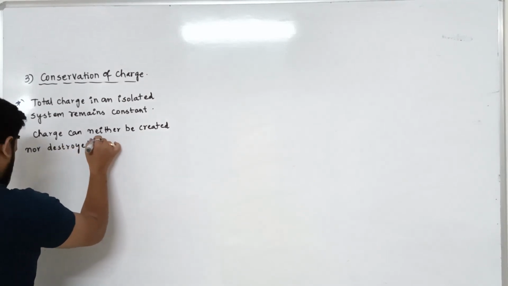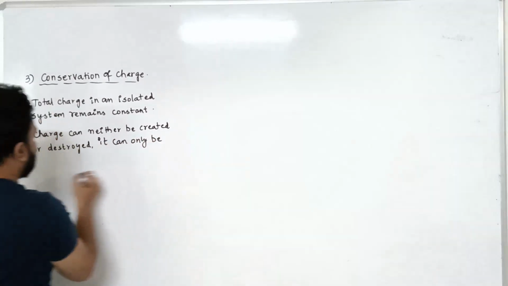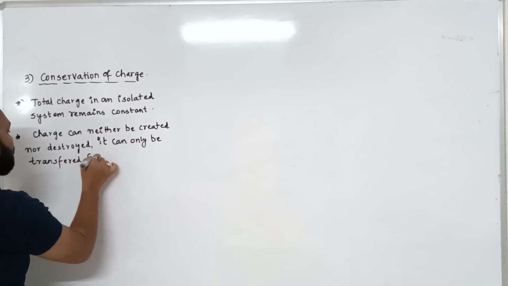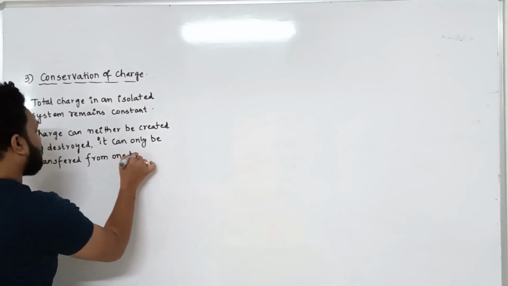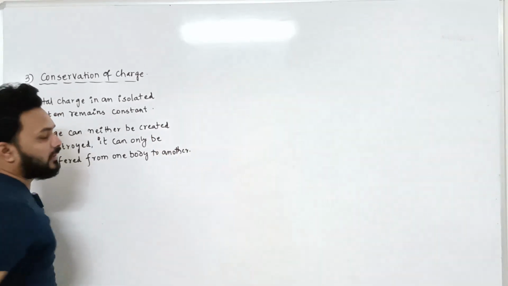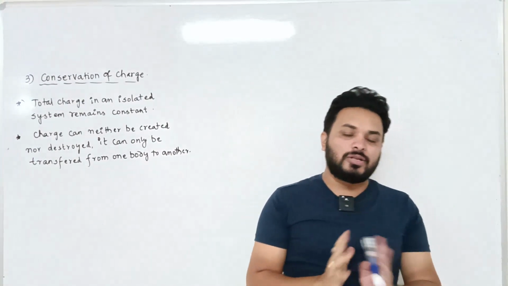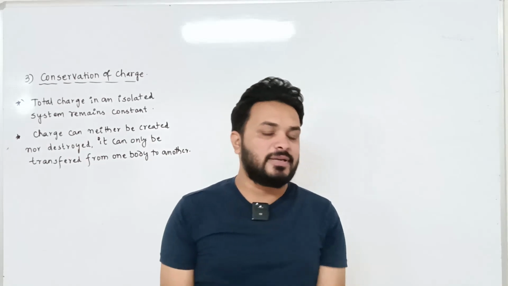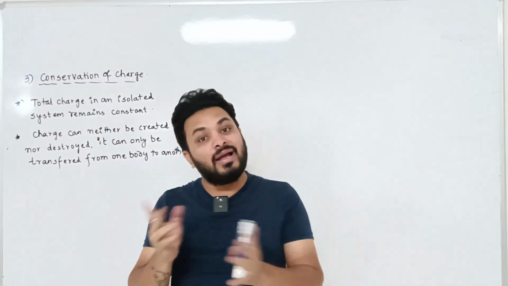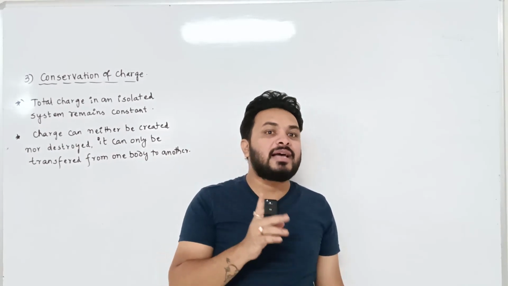It can only be transferred from one body to another body. This is one of the most important properties. Here, whenever we are rubbing a glass rod to the silk cloth, no charge can be transferred, electrons can be transferred. Whatever the total charge we have before rubbing, the same charge we are getting after rubbing. इसका मतलब क्या है? The total charge remains constant. That is an isolated system.